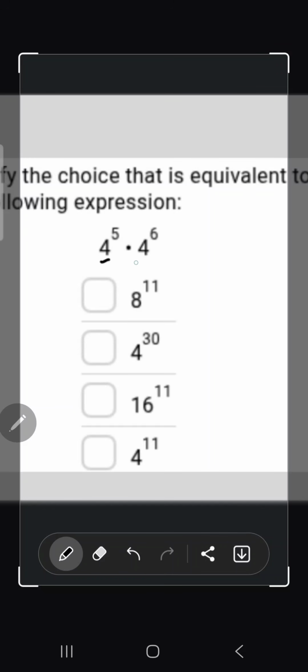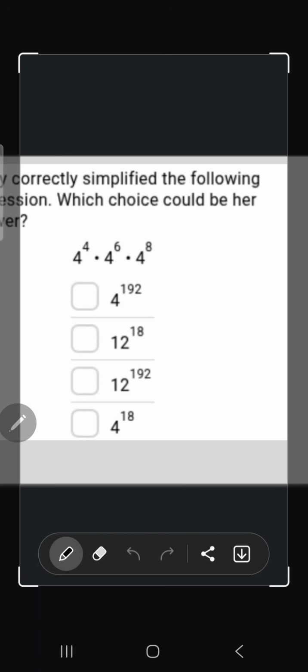Here we have same base, 5 plus 6 will be 4 to the 11th power. All 3 of these have a base of 4, so we would add the 4, the 6, and the 8, and we would make that 4 to the 18th power. You don't multiply or add the numbers together, so you don't change the 4, you only add the exponents.